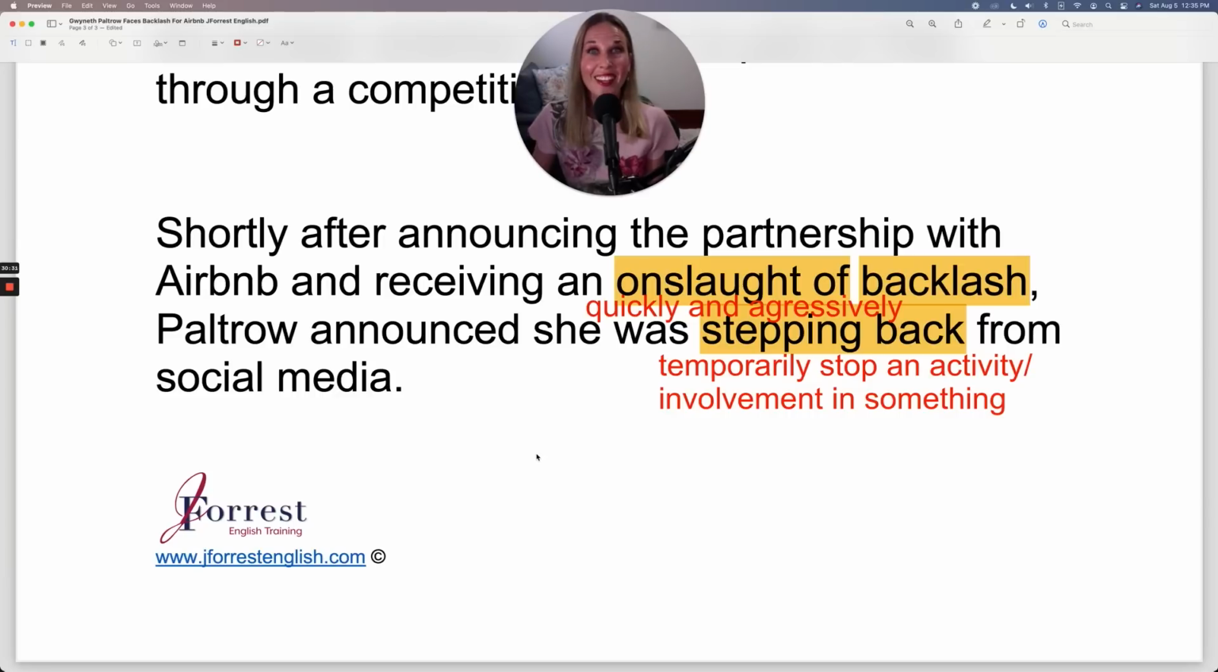It's just an example. And why did she step back? Well, remember, she received that onslaught of backlash. So the backlash means negative reactions, and the onslaught means it happened quite quickly and quite aggressively. So maybe she was really excited about this initiative. She thought it was a really good idea. And then she posted it and she was like, oh, I can't wait. And then she checks and it's just all this negativity. So that could be why she stepped back from social media. And that is the end of the article.